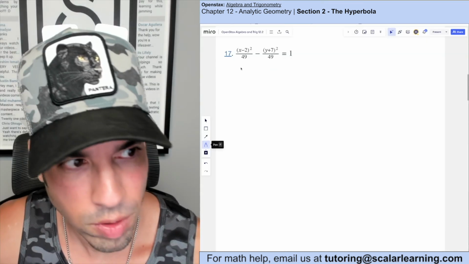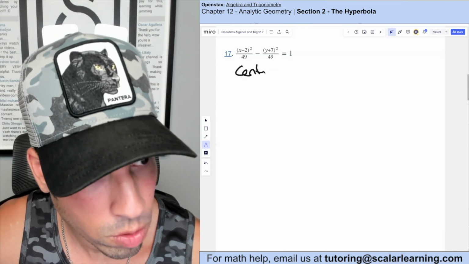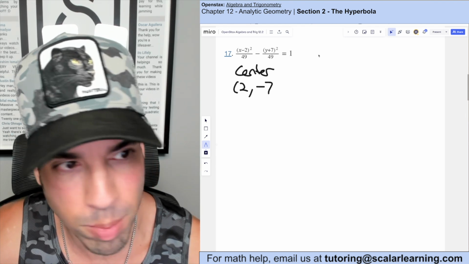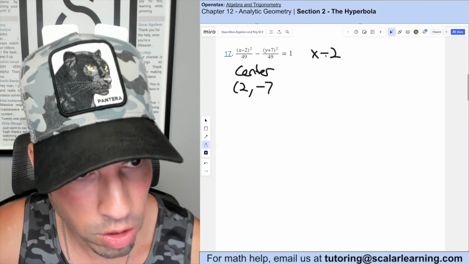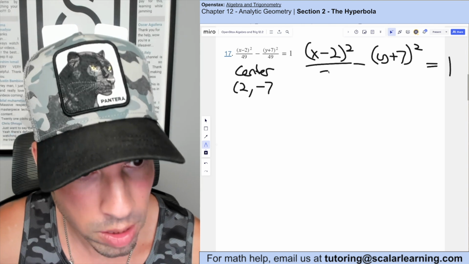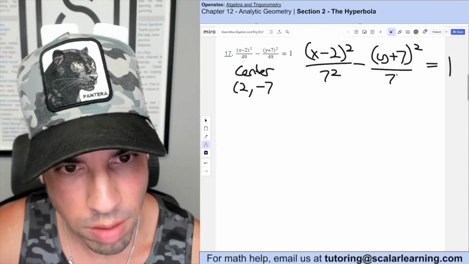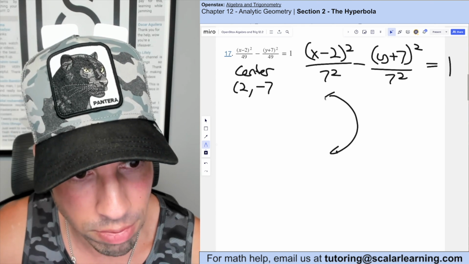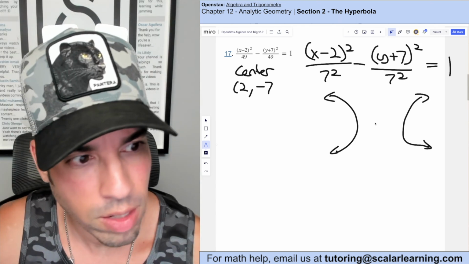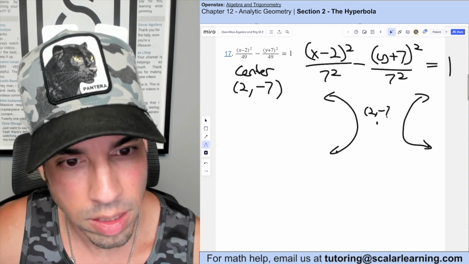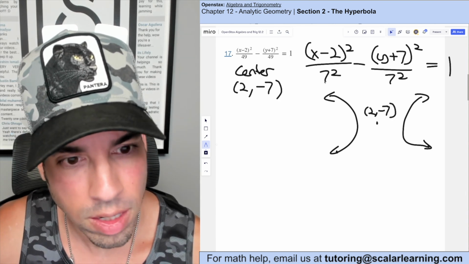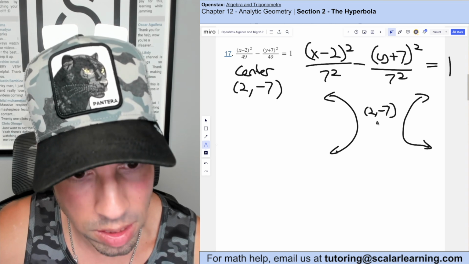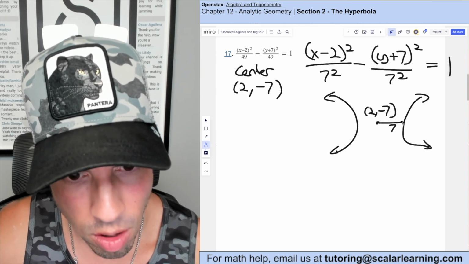Done. So for this one, we're going to start with the center, which is at positive 2, negative 7. Then I'm going to put that in the nice standard form. And I'm just going to make that 49 be 7 squared, make this one 7 squared as well. So again, we have the x in front. That means we're going left to right. We've got a center at (2, negative 7). And now we have these values. And this means that 7 away from that center, both left and right, are the vertices.